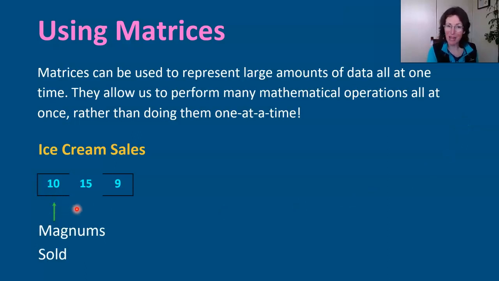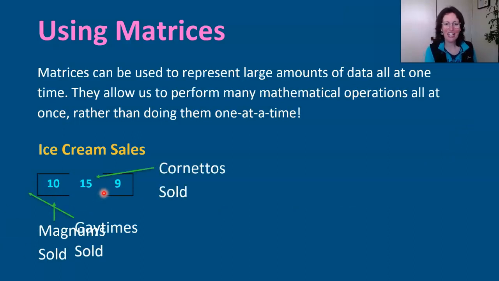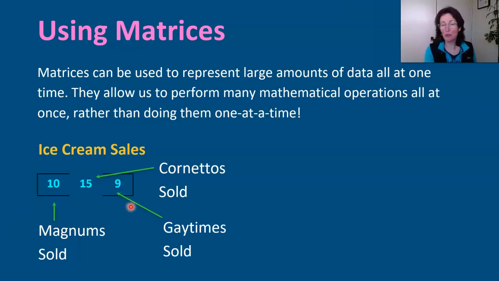The 10 is the number of Magnum sold, Cornettos, and then Gaytime sold. So we've got, what would be the order of this matrix here? How many rows? 1. How many columns? 3. So we call that a 1 by 3.